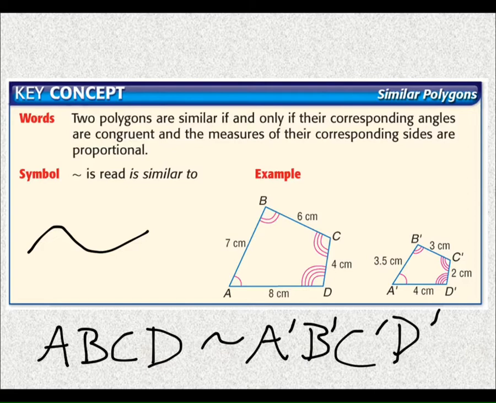You could also look at the scale factor going from this figure to this figure, right? You're multiplying by a half to go from this figure to this figure. Half of 6 is 3. Half of 4 is 2. Half of 8 is 4. Half of 7 is 3.5. So you can look at the scale factor either as going from this figure to this figure, it's a half, or going from this figure to this figure, it's 2. That makes sense?